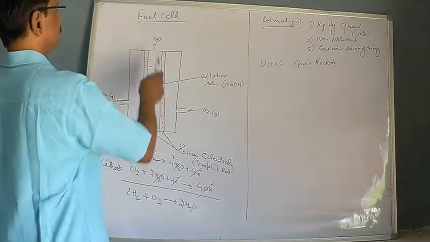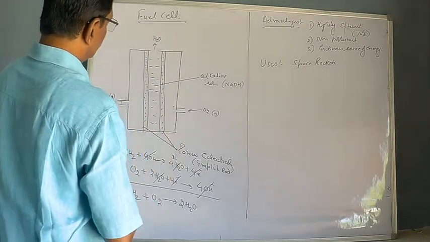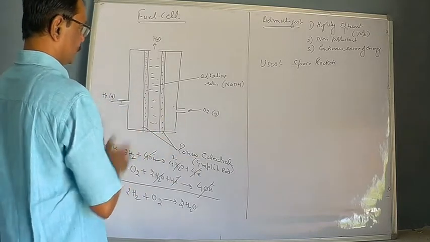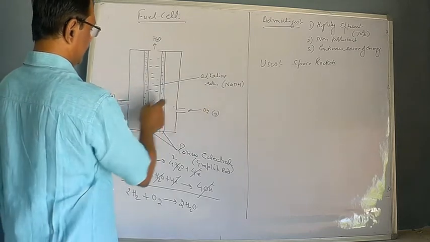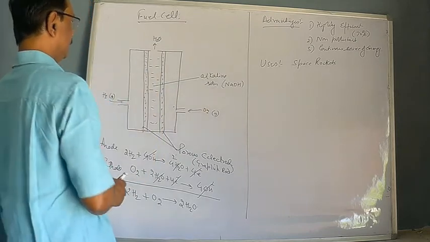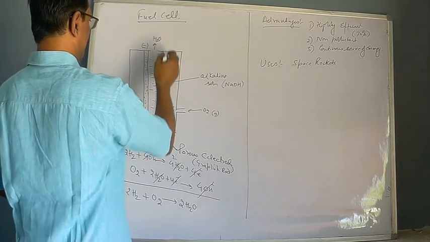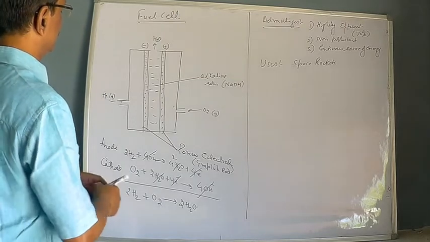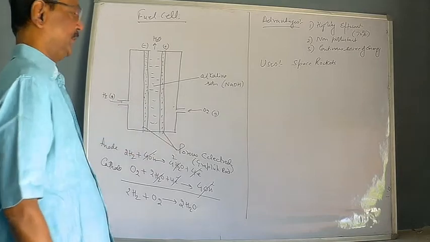Fuel cell. The basic preparation of fuel cell is that there are two graphite porous electrodes, small pores are there, and in between alkaline solution, that is NaOH, is filled, and this is your negative plate and this becomes your positive plate. In anodic compartment, hydrogen gas is fed, and in cathodic compartment, O2 gas is fed.